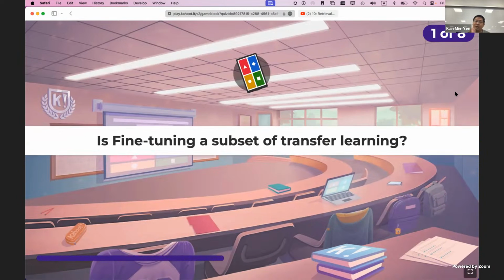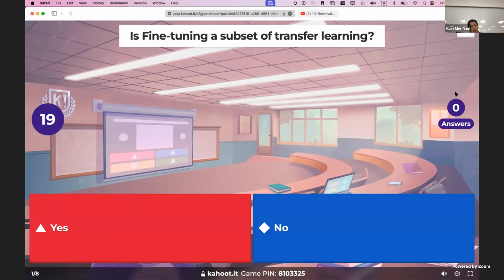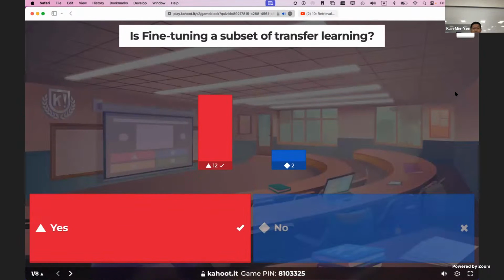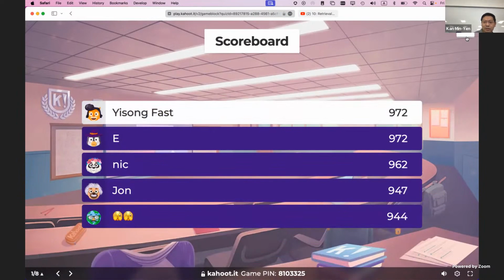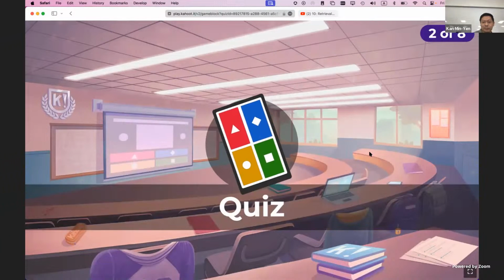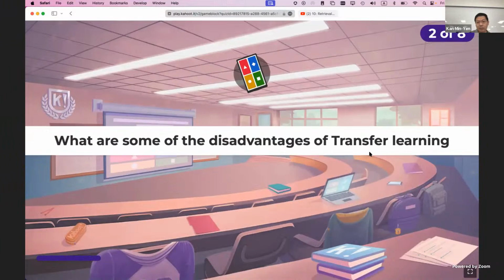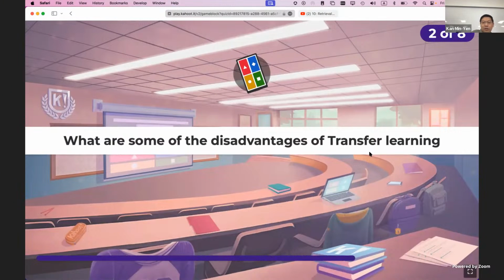So we'll start off with an easy question. Yeah, so this should be an easy question. So let's go to the next question. Somebody's fast. Okay. Multi-select. What are some of the disadvantages of transfer learning?